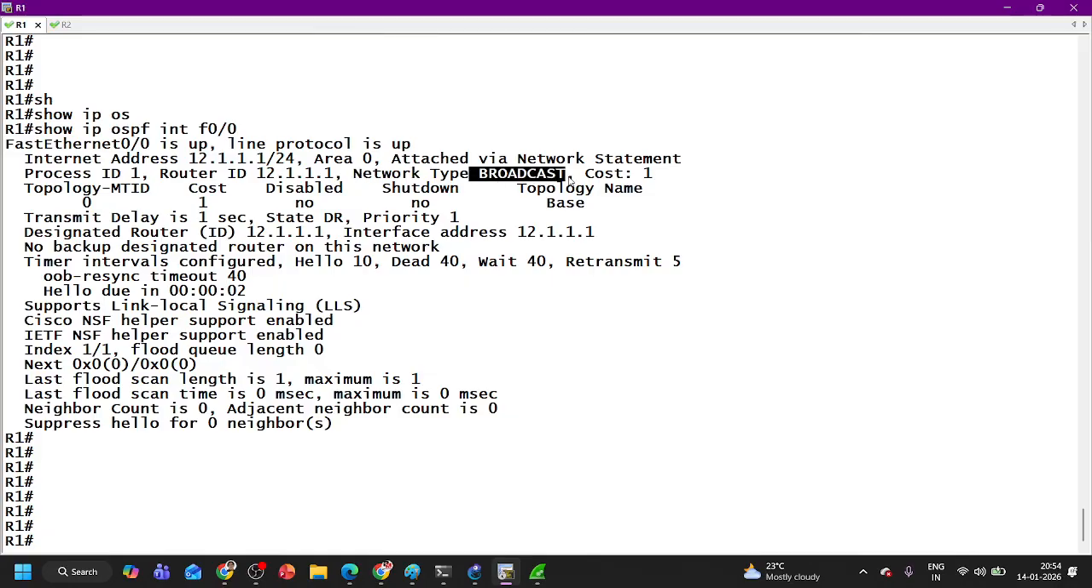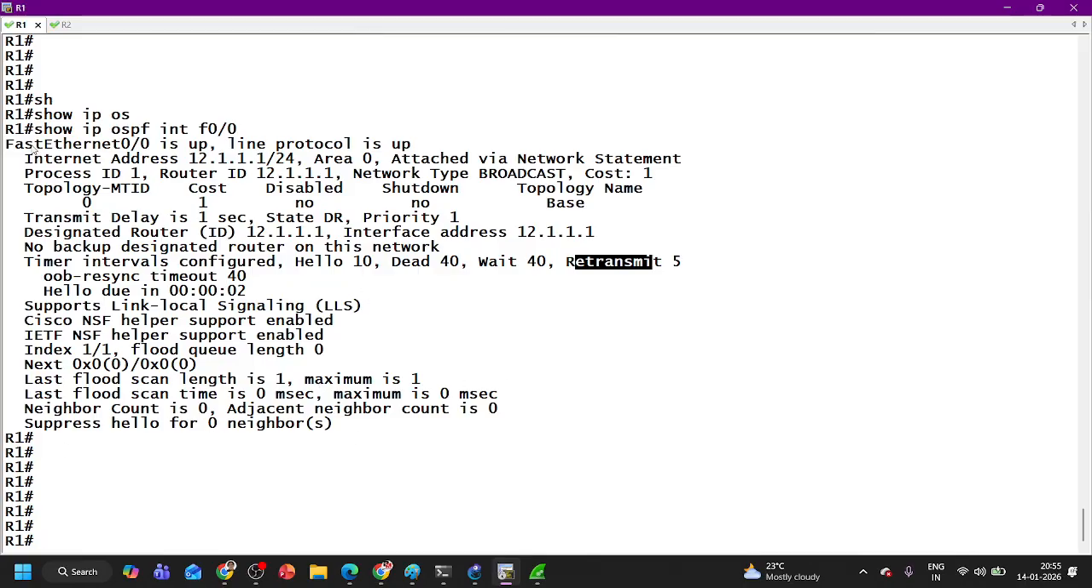OSPF network type is broadcast. Cost on the link on FastEthernet 0/0 is 1. Then here also cost, shutdown, and after that state is DR, priority, designated router ID, interface IP address, hello interval, dead interval, wait interval, retransmit interval, and last one. Again, leave all these things.